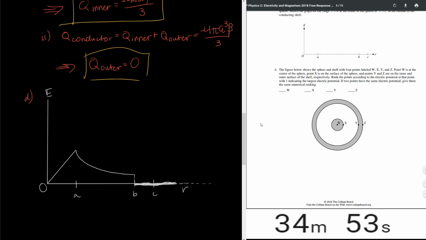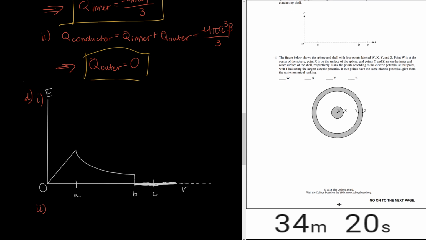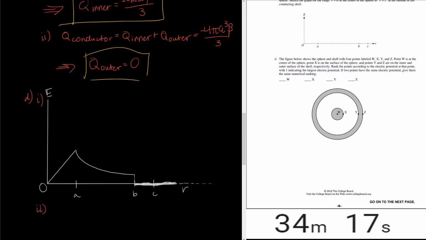Now, the figure below shows the sphere and shell with 4 labeled points. Oh, wait a minute. The electric field. Yeah, okay, we're good. I'm trying to think, because the electric field here is not necessarily going to need all the charge to cancel that out. Yes, it will need all the charge to cancel that out. Never mind, we're good. D part 2, so this is actually just part I. D part II has us doing the figure that shows the sphere and shell at 4 points W, X, Y, Z.